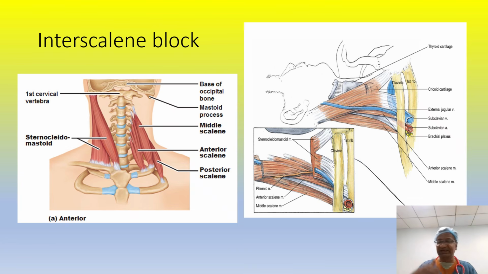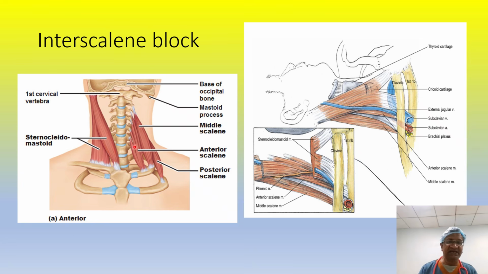Now I'm not going into the details of the interscalene block or each block, but I will just outline the block. This is the sternal head of the sternocleidomastoid. This is the clavicular head of the sternocleidomastoid. Cleido means clavicle. This is the lateral border of the clavicular head. So this is most important: the lateral border of the clavicular head.